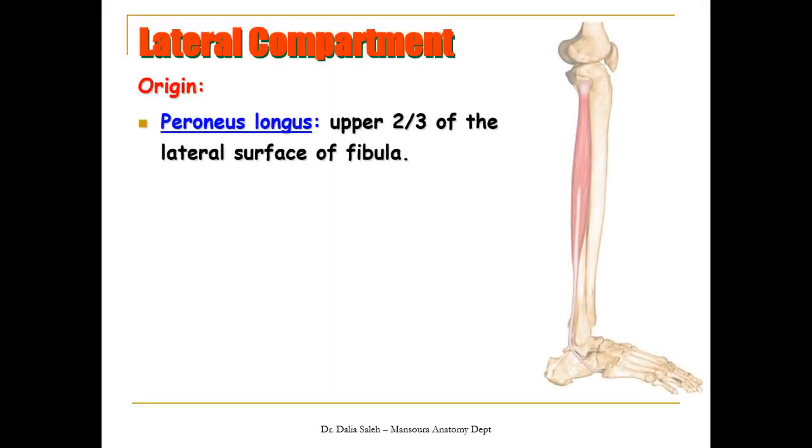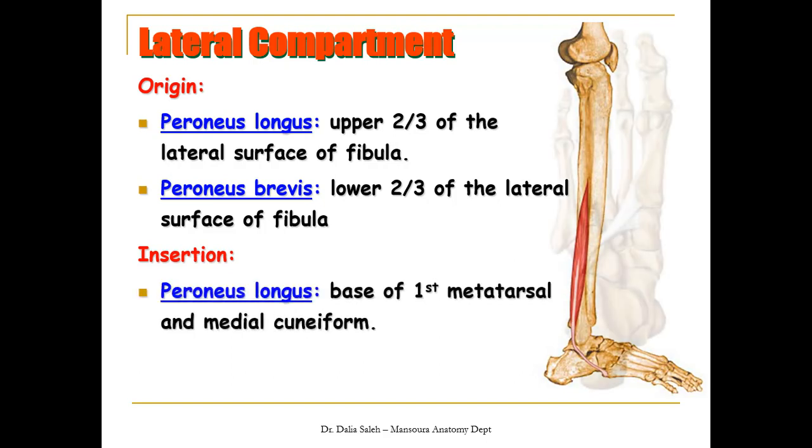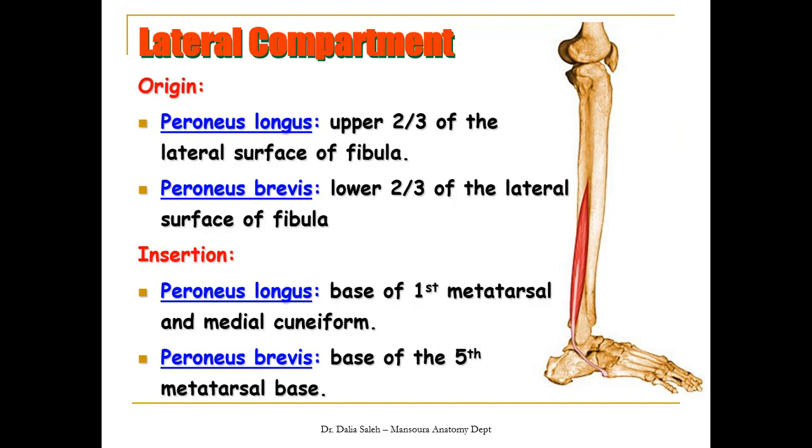For the origin of these muscles, the peroneus longus originates from the upper two-thirds of the lateral surface of the fibula, while the peroneus brevis originates from the lower two-thirds of the lateral surface of the fibula. The tendons pass behind the lateral malleolus of the fibula and insert as follows. The peroneus longus inserts into the base of the first metatarsal and medial cuneiform bones, and as you can see, its tendon crosses the foot obliquely like this, so it helps in holding the arches of the foot, while the peroneus brevis inserts into the base of the fifth metatarsal bone at its tuberosity.